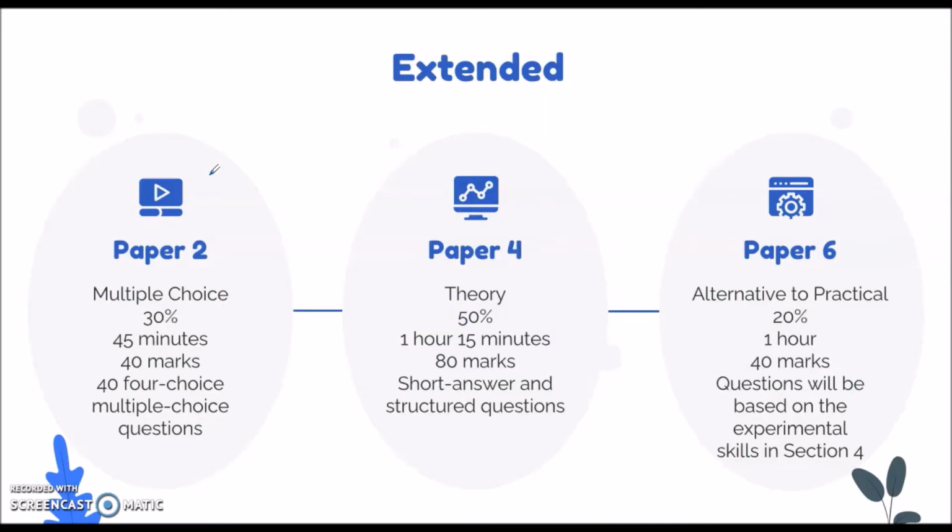For extended, same as core, we have a total of 3 papers, but this time the difference is the coverage. For extended students, the syllabus covers core and supplement content. So for extended, we have paper 2, paper 4, and paper 6. Paper 2 is the same as paper 1, but the difference is only the coverage. We have multiple choice questions, 30% out of 100%, to be answered in 45 minutes. 40 marks for 4 choice multiple choice questions.